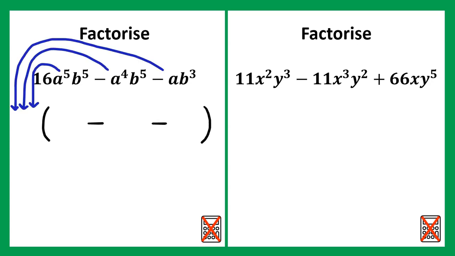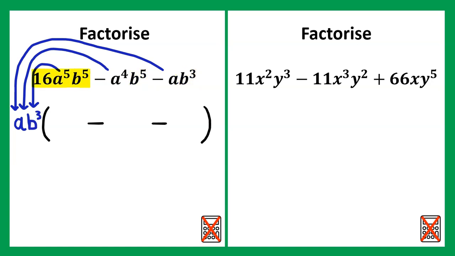Starting off with the numbers, the highest common factor is just 1, so nothing to be taken outside of the bracket, and then concentrating on the variables, and perhaps starting with a first in alphabetical order. The largest power of a that you can take from all of these terms would be a to the power of 1, or just a by itself. Now moving on to the b variable, the highest power that you can take from all of these would be b to the power of 3.